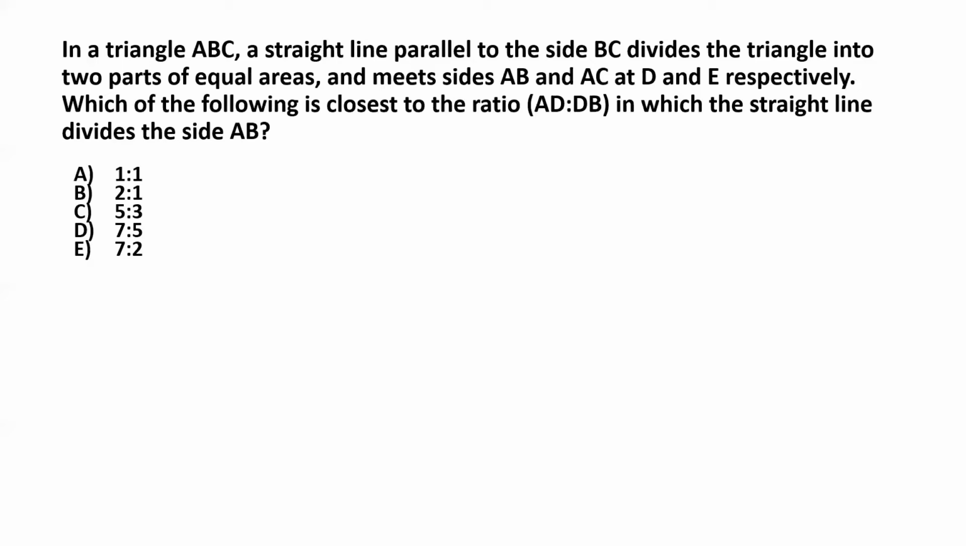answer. So this is a question where the correct answer is kind of counterintuitive, and I'll explain that as I solve this problem, why that's the case. So let's start with the triangle ABC, and a line parallel to the side BC divides the triangle into two parts of equal areas, and it meets the sides AB and AC at D and E respectively.